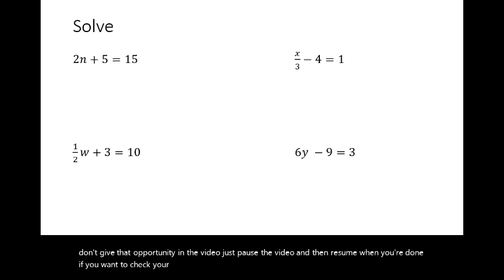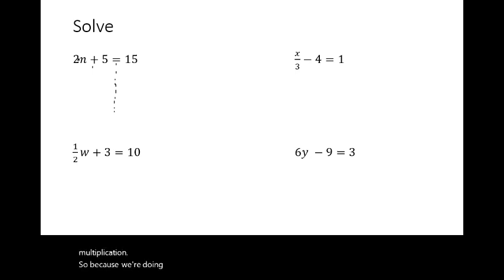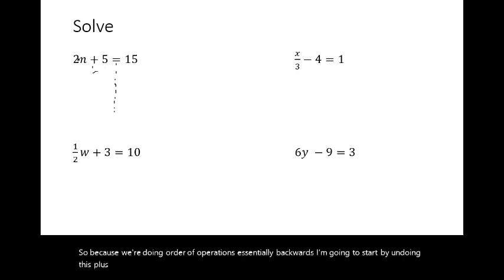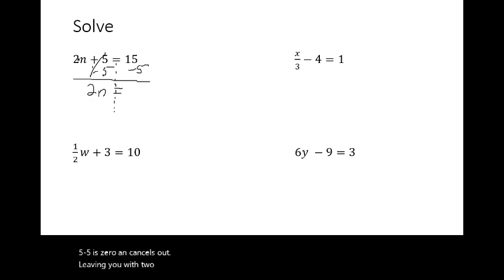So the next thing I'm going to solve is this: 2n plus 5 is equal to 15. Again, I'm not going to move the equal signs. On the side with the variable, I have addition and multiplication. So because we are doing order of operations essentially backwards, I'm going to start by undoing this plus 5. So to do that, I am going to subtract 5 from both sides of the equation. 5 minus 5 is 0 and cancels out, leaving you with 2n. And then on the right, 15 minus 5 is 10.